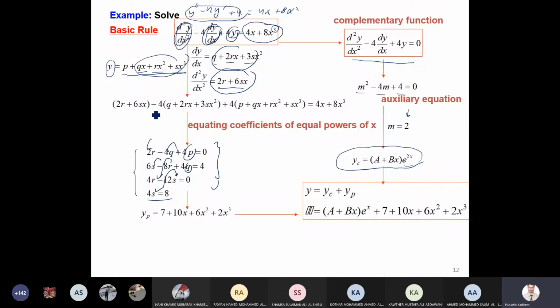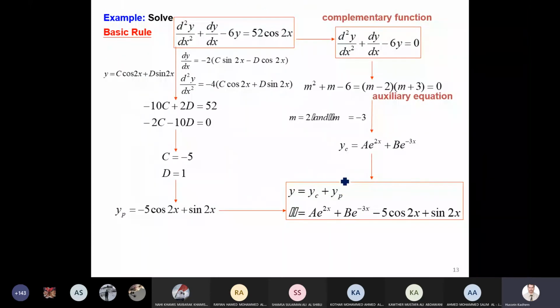When I got them, I go back to y here, substitute for p, q, r, s, where I got the second y, which is y particular. Y homogeneous or complementary, and y particular. Final step is to add them. I will marry these two equations together, yc plus yp. I put them together. You can see here, this is the first one, and this is the second one. This is what we call the basic rule.